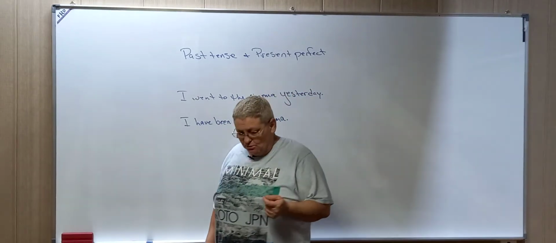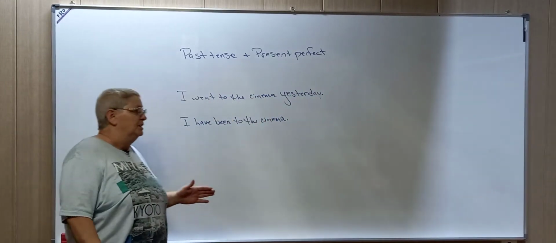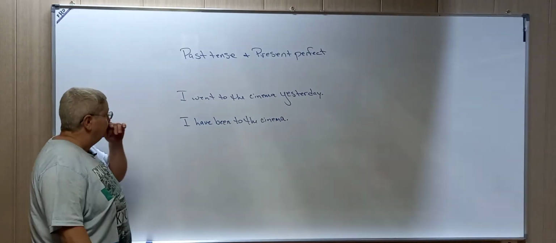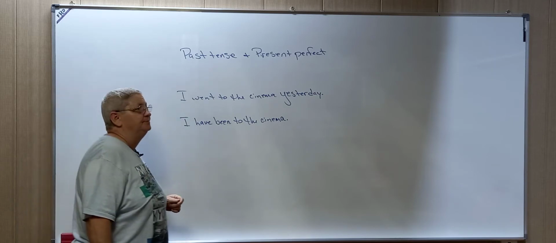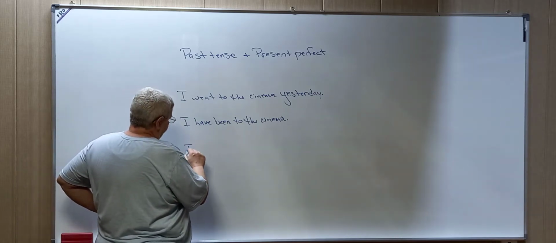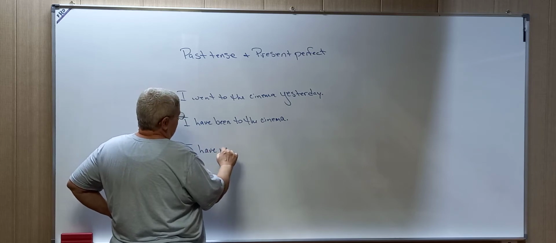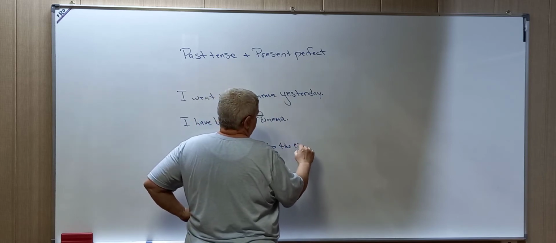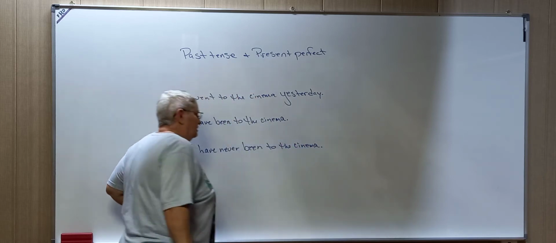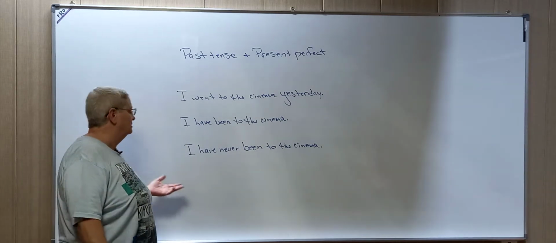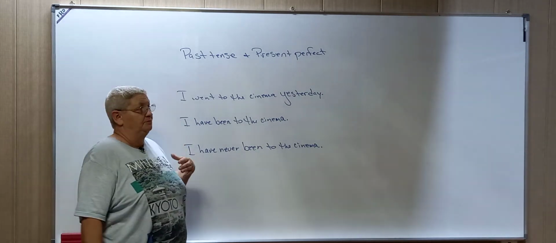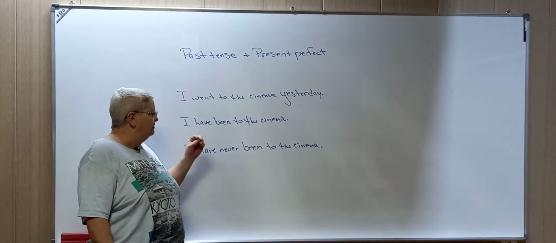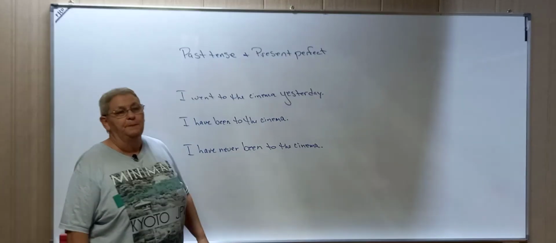Now, the present perfect is also used to indicate anything that you've done in the past up to this point. So, if I said, I have never been to the cinema. Now, this sentence can tell you a lot of things. It can tell you from the time you were born until today, you have never stepped foot inside a cinema. Okay?